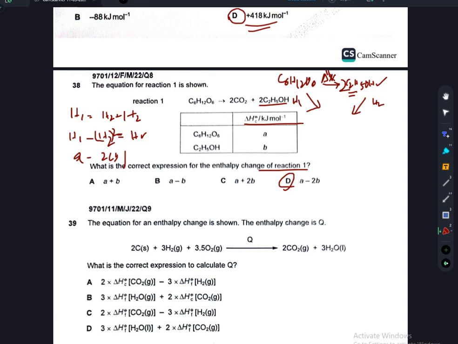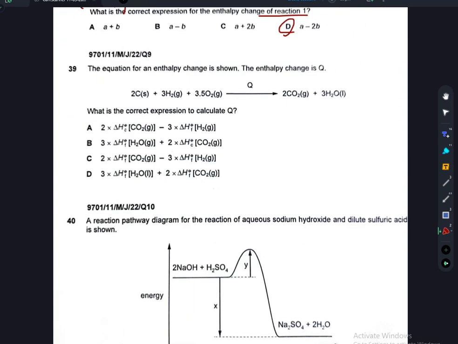Now again 39. This MCQ number 39 generally trips up most students, even those who have got an A star or A in P1 and A star overall. They might not be able to solve this. It is actually very, very simple. The equation for the enthalpy change is shown. The enthalpy change is Q. What is the correct expression to calculate Q? Do not go for Hess's law here.